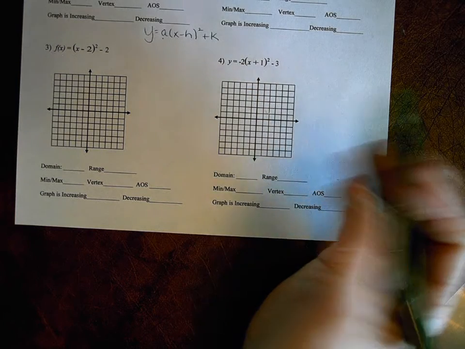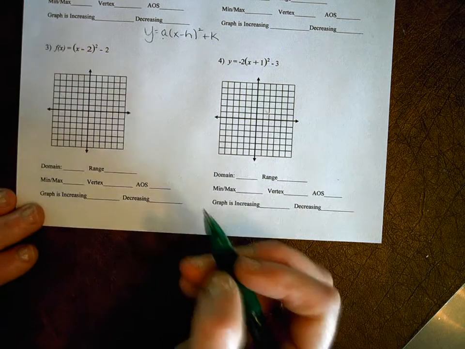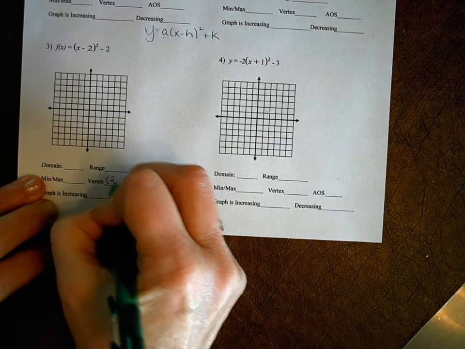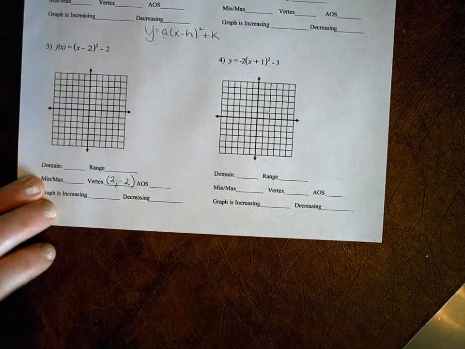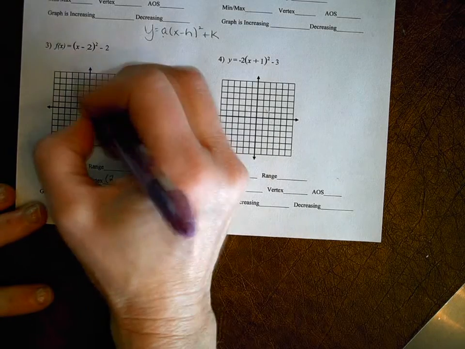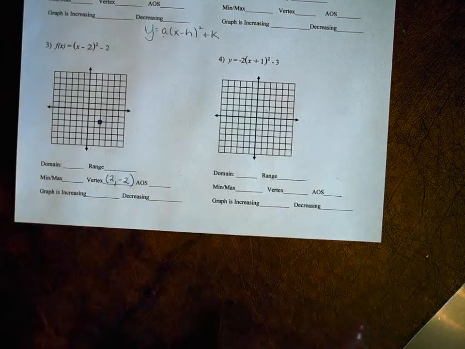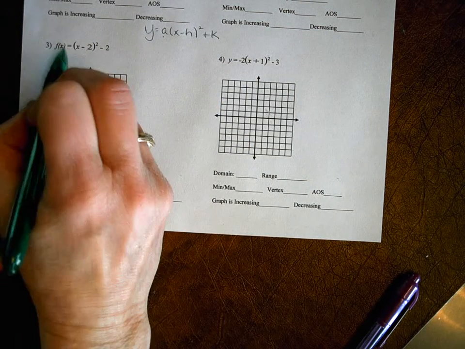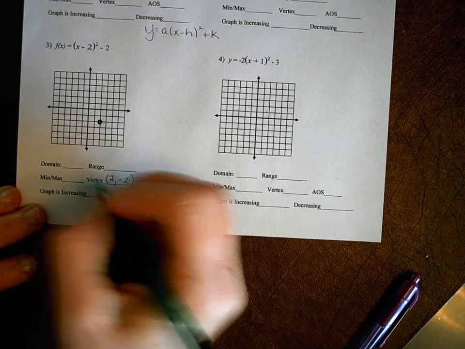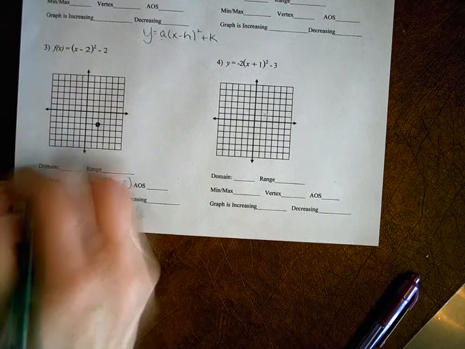Okay, so let's go through this first problem. This first problem, h is 2 and k is -2. So our vertex is at (2, -2). Okay, so I'm going to put that on the graph, (2, -2). Right now I know that a is a 1 here. So I know this is going to be opening up, which means that this bottom point is going to be our minimum.